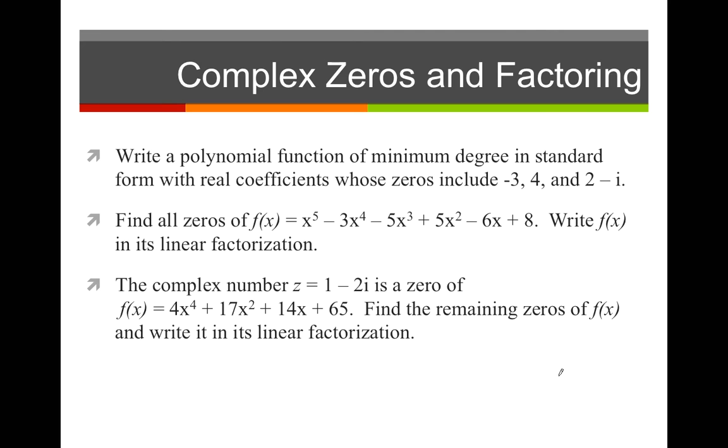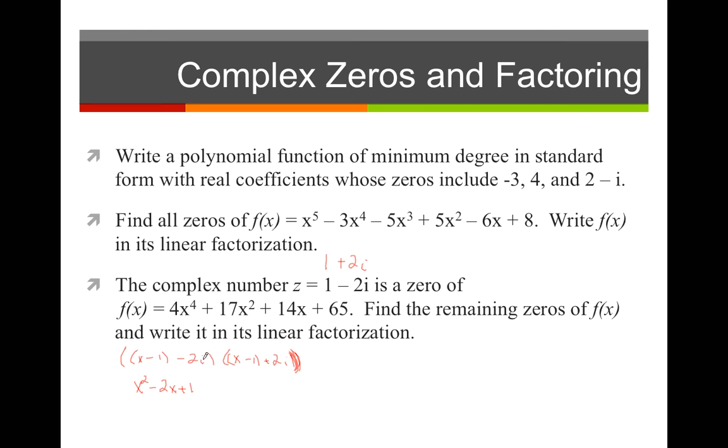Oh, I do want to kind of go over this particular problem. When I give you a 0 of 1 minus 2i, that means using the same logic as before, 1 plus 2i is also a 0. So we can say this is x minus 1 minus 2i and x minus 1 plus 2i. And we can FOIL here. X minus 1 times x minus 1 is x squared minus 2x plus 1.